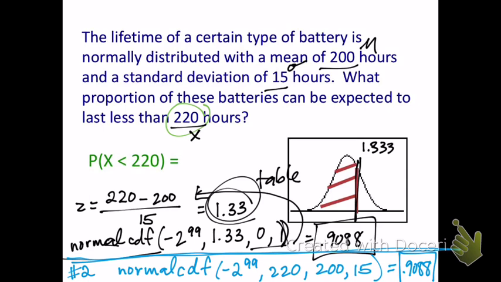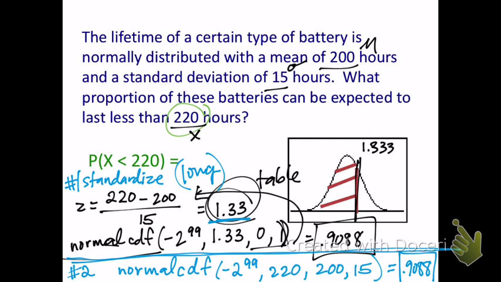And you should get 0.9088. So option number 1 is to standardize first. By standardizing, I mean find a z-score, then do the table or normal CDF. That's the long way. But I do want you to know how to do that.